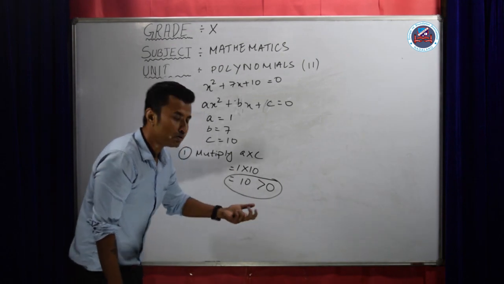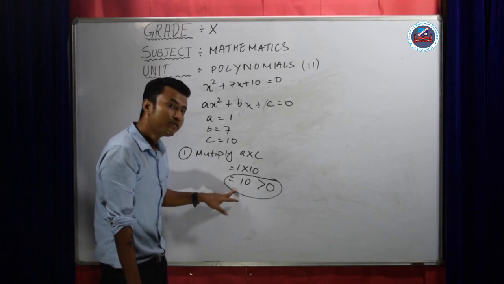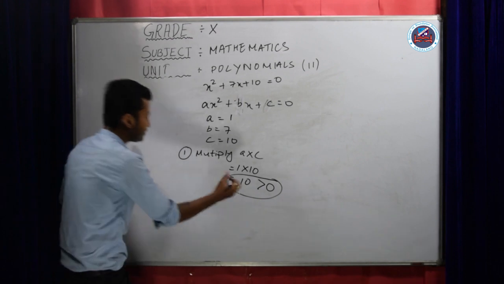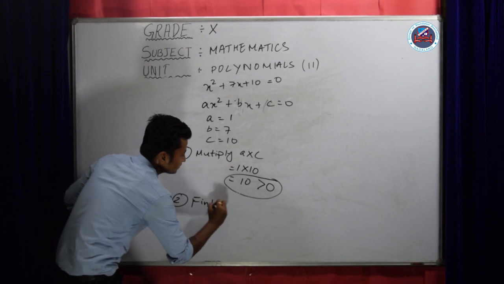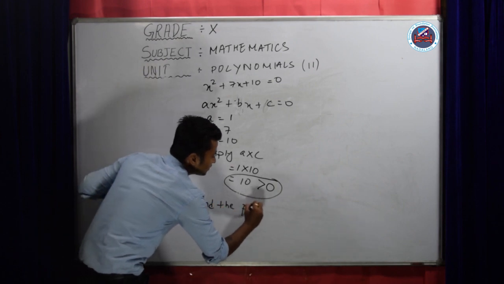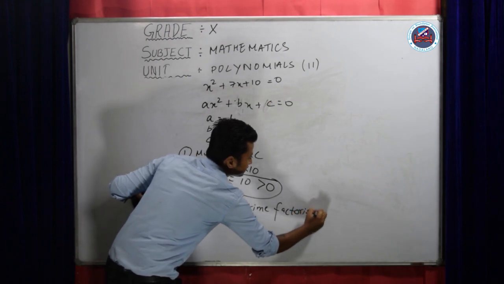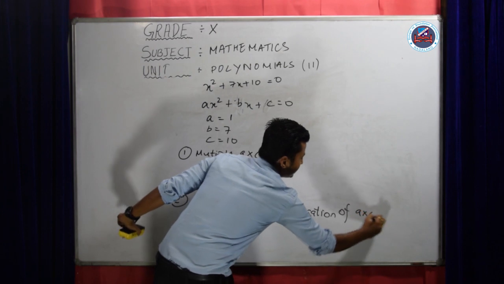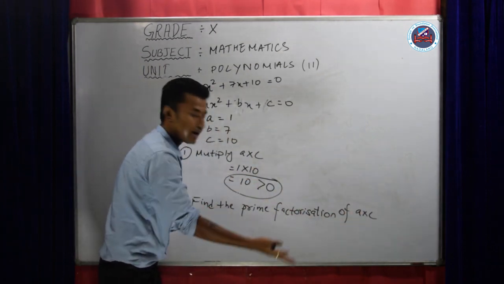Next, you have to find out the prime factorization of a into c. So let me try. Step 2 is what? Find the prime factorization of a into c. So what is the value of a into c I got here? 10. You find out the prime factorization of 10.